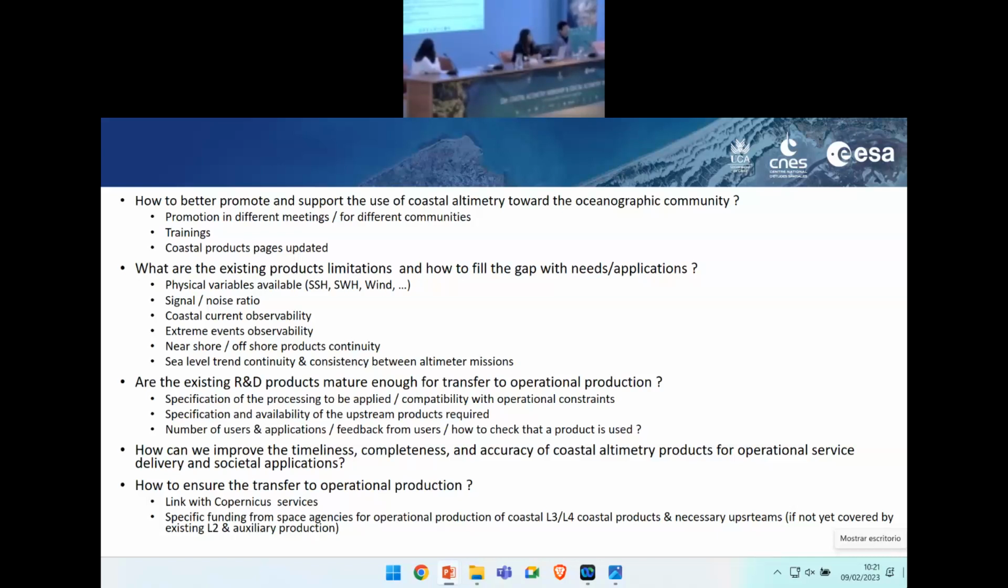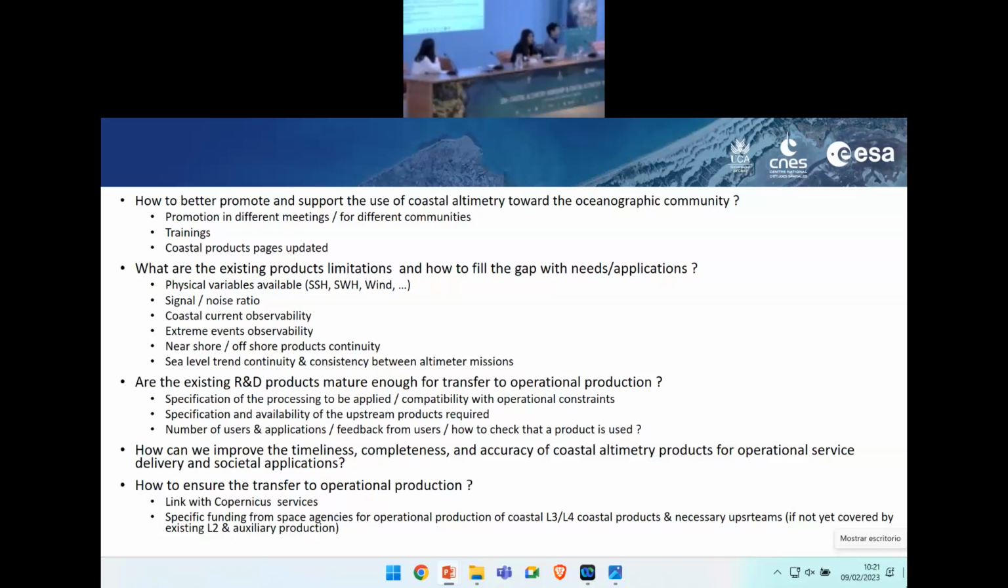Nobody? They come very few, but they're very important. Nothing. Okay, the nearshore and offshore product continuity: do we want one product that goes from the coast to the offshore or separate products?